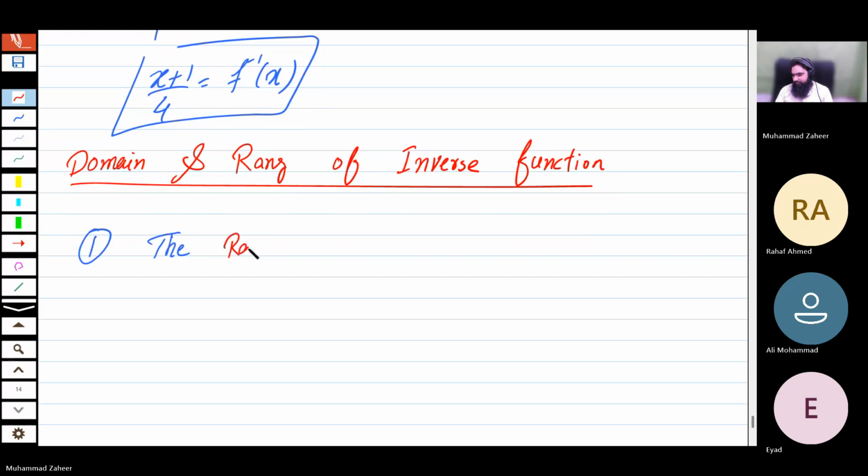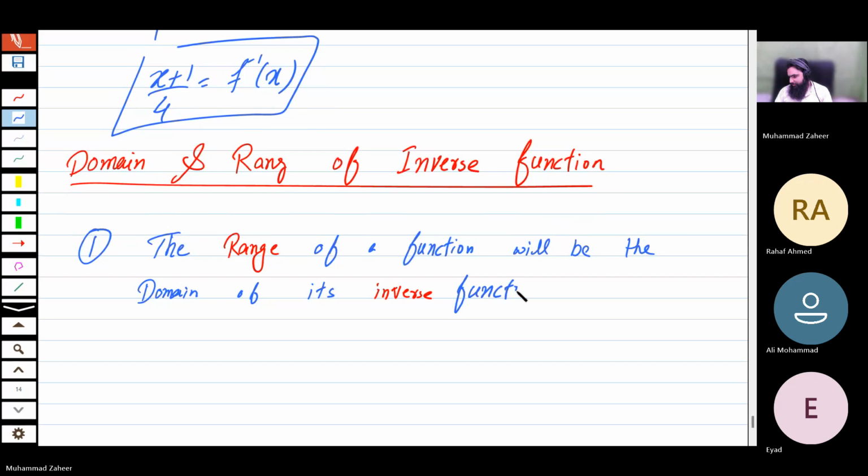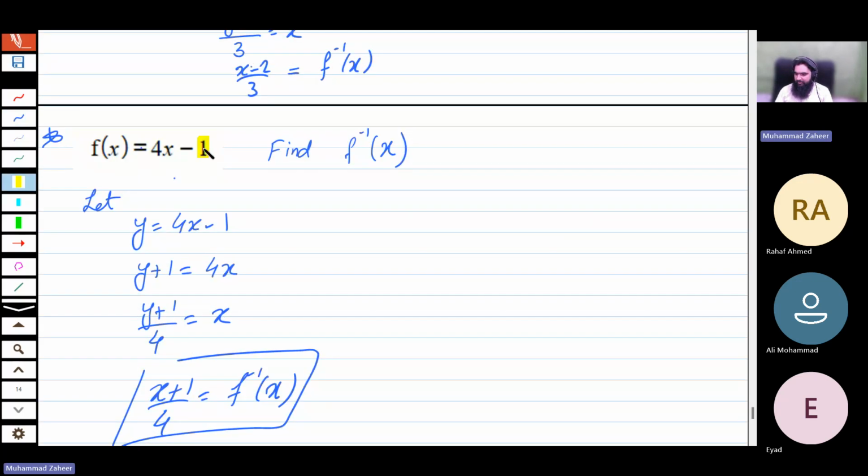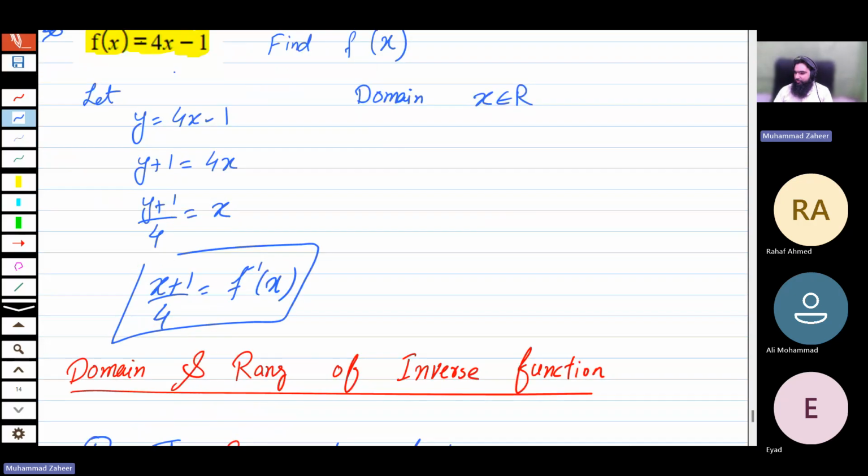The range of a function will be the domain of its inverse function. For example, if in this function we are talking about, we are going to substitute all the values as an input, so the domain will be equal to x belongs to all real numbers. So from here we can conclude that the range of f inverse of x will be all real numbers.